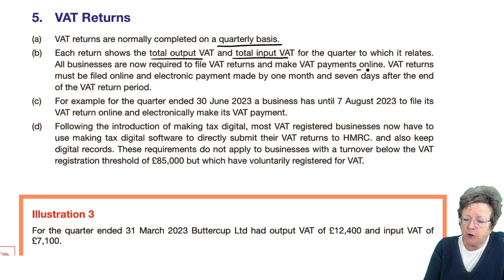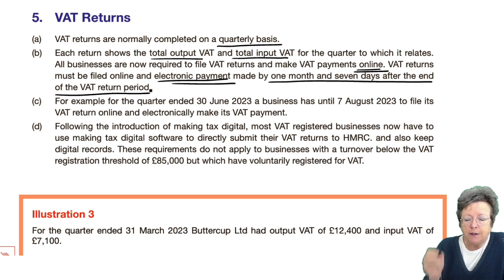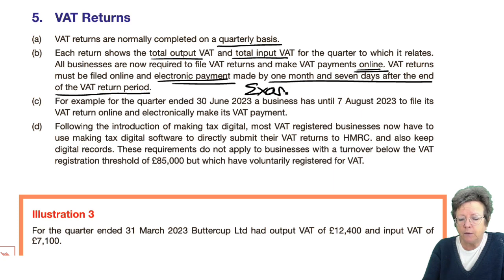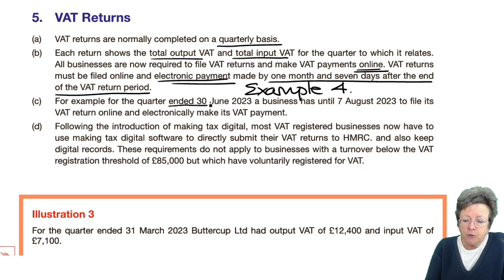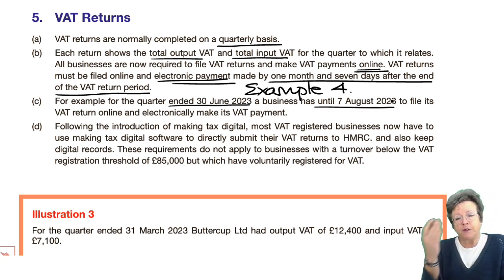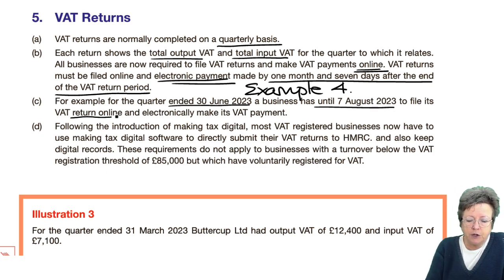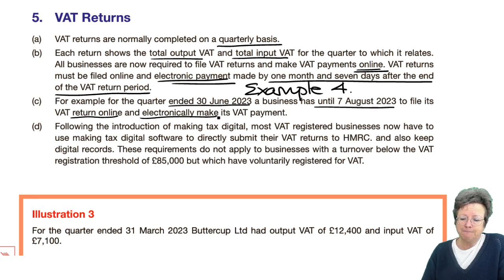You have to file them online now on electronic payment 1 month and 7 days after the end of the VAT period. So go back to example number 4. Just check that out with this information that you have now about when the payment is due. Gives you a further example here. For the quarter ended June, a business has until the 7th of August. So that's 1 month, so that's the end of July, plus 7 days into the next month to file the return and make the payment online.